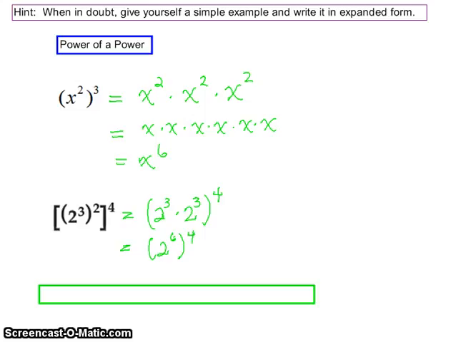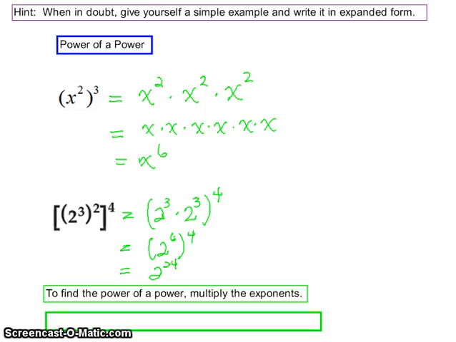Now we're combining our two rules. We have 2 to the 6th to the 4th. Well, if I have 2 to the 6th times 2 to the 6th times 2 to the 6th times 2 to the 6th, how many 2's do I have? I have 2 to the 24th power. So, to find the power of a power, multiply the exponents. So I multiply 2 times 3. Here I multiply 3 times 2, which is 6, times 4, and that gives me 24.